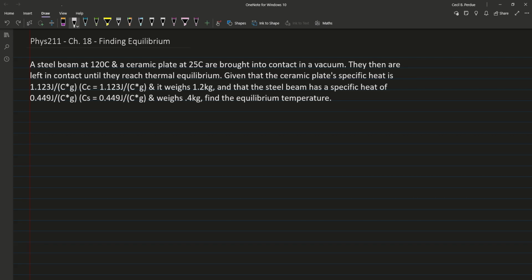18 focusing on finding the equilibrium temperature. In this example, a steel beam at 120 degrees Celsius and a ceramic plate at 25 degrees Celsius are brought into contact in a vacuum. They then are left in contact until they reach thermal equilibrium.